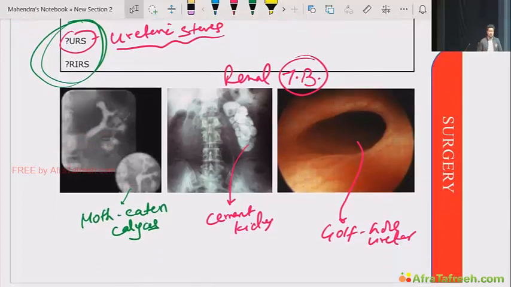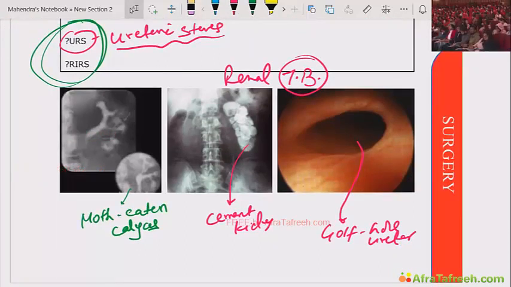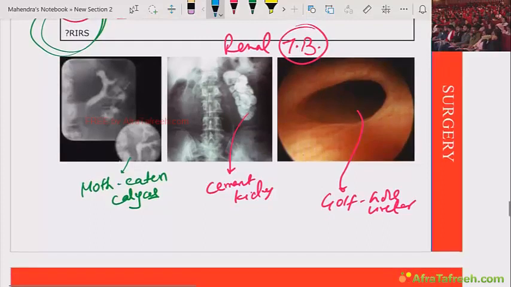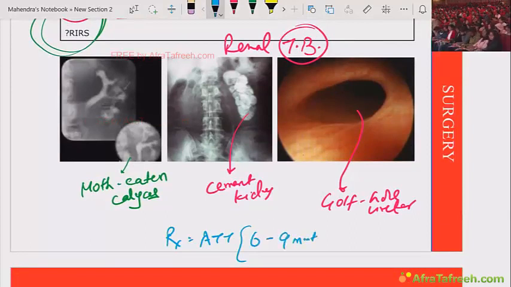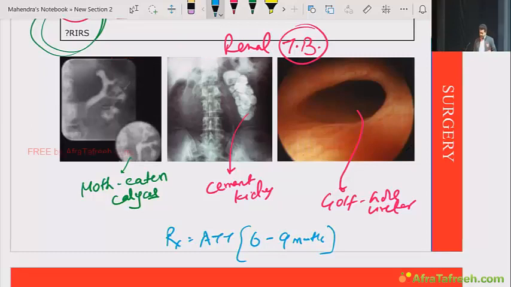If you send the urine, the patient will come and complain that I'm having pus in my urine. And if you send that pus for culture sensitivity, you will find it sterile, sterile pyuria. What is the treatment? Treatment is ATT. And ATT should be given for not just 6 months, you can say 6 to 9 months. Many people go for more than that, but you have to give for more than 6 months. 6 months ATT is not good enough for renal or for GI tuberculosis.